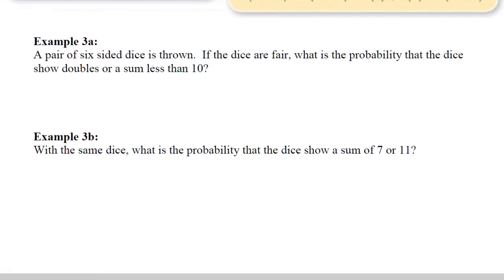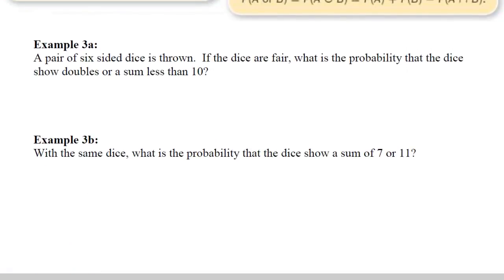So with these next story problems, some of these have overlap, some of them don't. So let's look at this first example. A pair of 6-sided dice is thrown. If the dice are fair, what is the probability that the dice shows doubles or a sum less than 10?